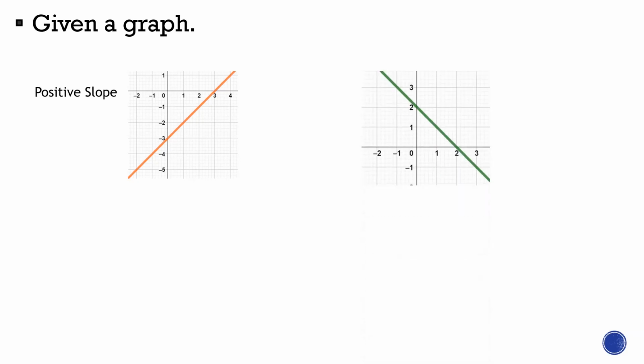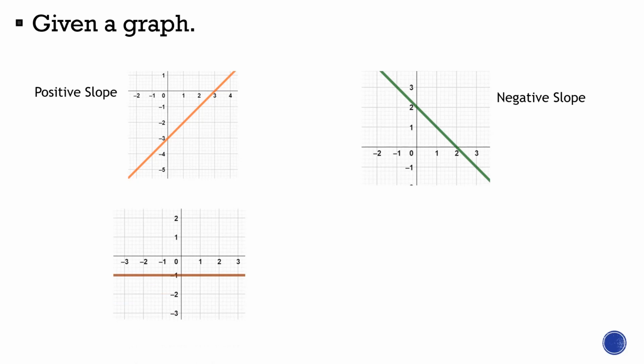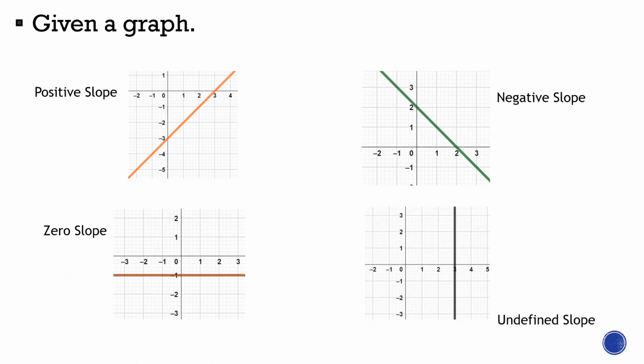Given a graph, what is the slope if the graph is given? First, we need to know or to understand this. So if it's ascending, that's a positive slope. If it's descending, that's a negative slope. If it's a horizontal line, that's a zero slope. If it's a vertical line, that's an undefined slope. So just remember these four pictures or illustrations.